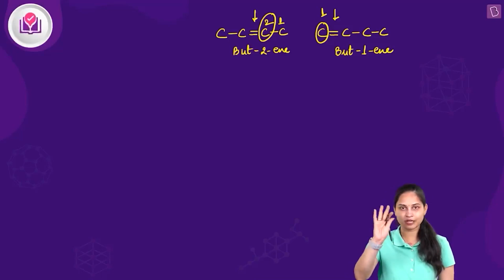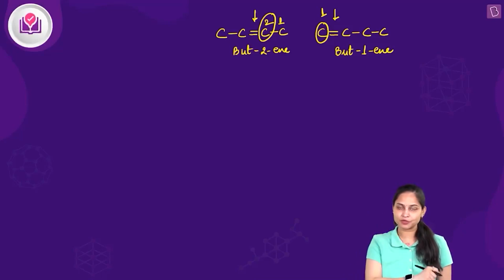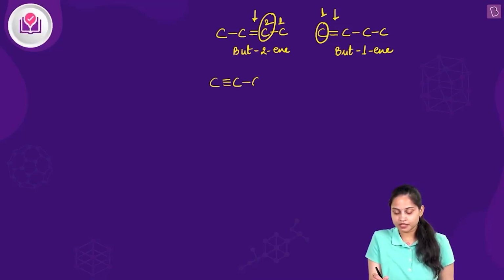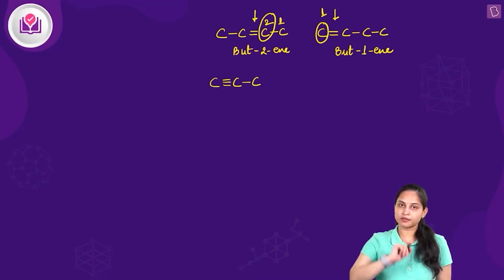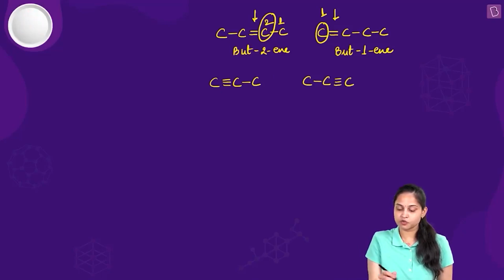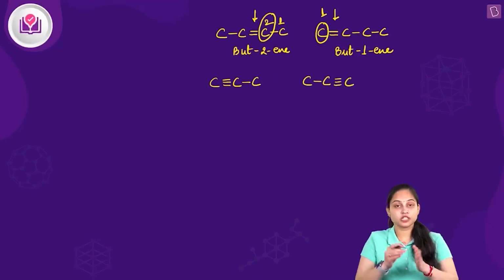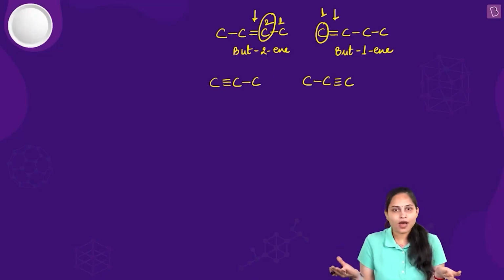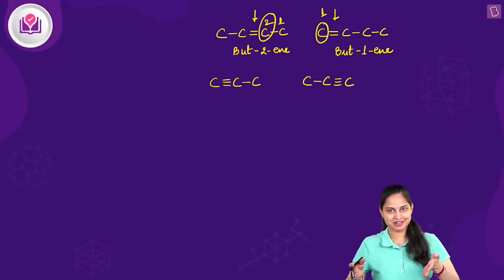So for alkene, we require at least 4 carbon atoms to exhibit positional isomerism. Same is the case with alkyne. So it's C triple bond C, then single bond C. If I just go with 3 carbon atoms, C single bond C triple bond C, these two particular molecules are exhibiting no isomerism. Why? Because they are identical basically.